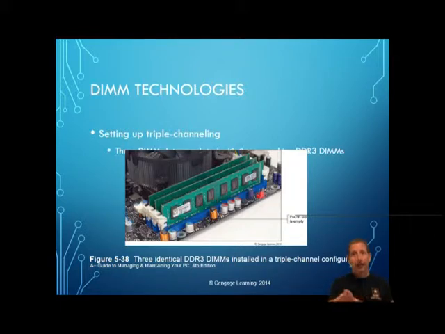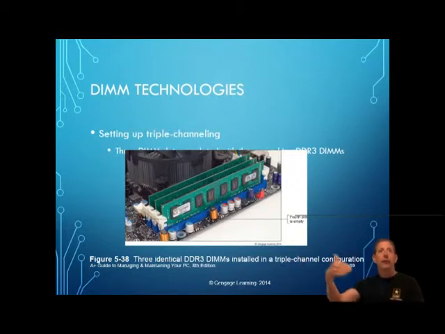Now, for triple channel installation, 3 DIMM slots must be populated with 3 matching DDR3 DIMMs. Now, the 3 DIMMs are installed in the 3 blue slots in the motherboard. Now, this motherboard has a 4th black DIMM slot. You can barely see the black slot behind the 3 filled slots in the photo, but it's there. And if the 4th slot is used, then the triple channeling will be disabled, which can slow down the performance.